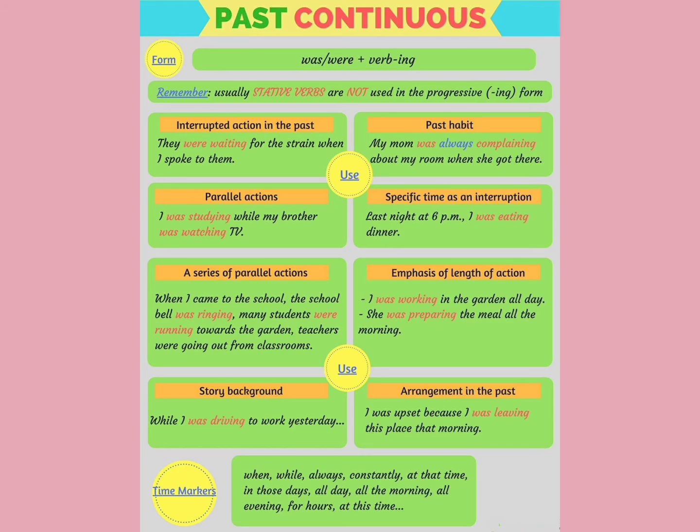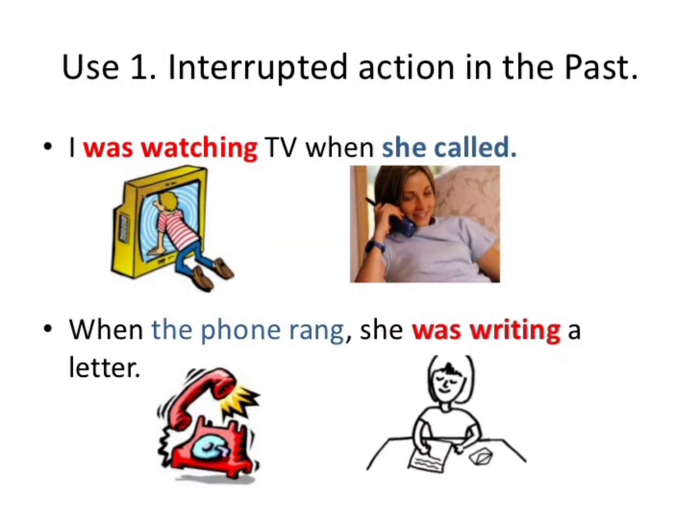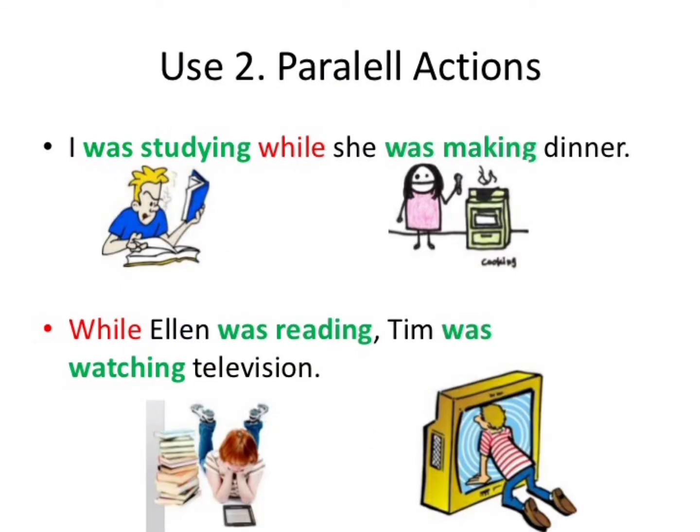Last night at 6 p.m. I was eating dinner. So what can be the interrupted action in the past? I was watching TV when she called. So my action of watching TV was interrupted by the phone call. When the phone rang, she was writing a letter. So the action of writing the letter was interrupted by the phone call because the phone was ringing. So these are called interrupted actions in the past. It means one action that you were doing at that time was interrupted by another action, as you can see in those examples.